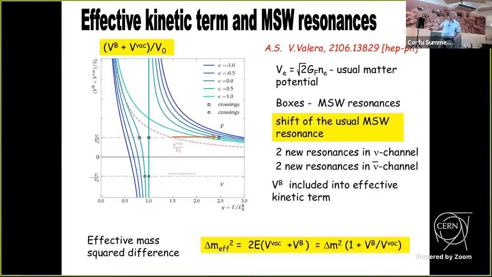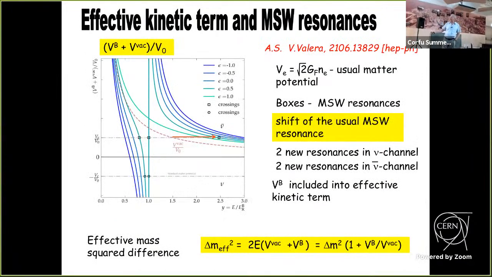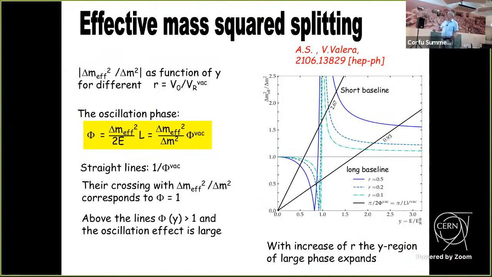Probably I will skip this, because this picture actually changes the structure of the usual MSW matter resonances, where the potential is given by this expression. Some new resonances appear, the usual resonance shifts, and this can be used to search for these new effects. But what I want to say is that you can introduce the so-called effective mass of the neutrino, which is 2 energies times the sum of the potentials. The effective mass squared includes this medium effect. Here you see the dependence of this effective delta m squared over the usual one as a function of energy. It repeats to some extent the behavior of the potential. It changes with density, goes up, and then goes this way. This is the resonance energy.